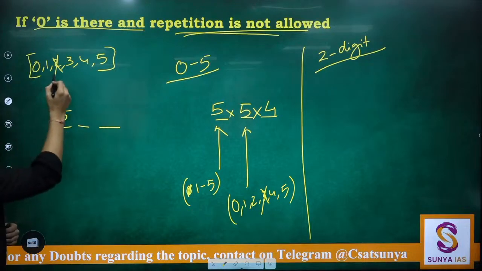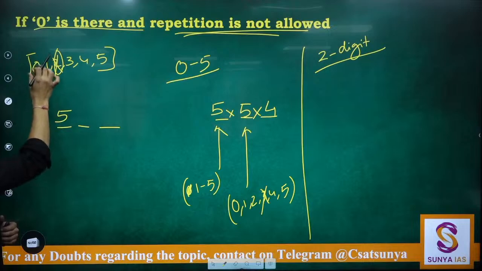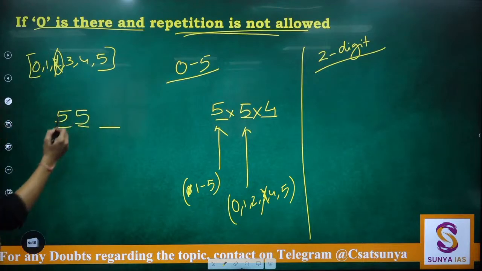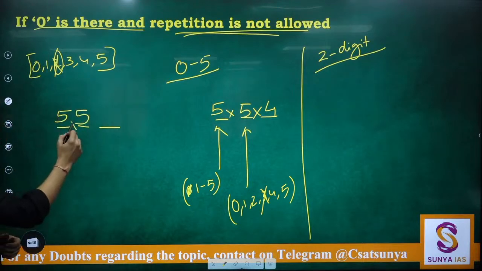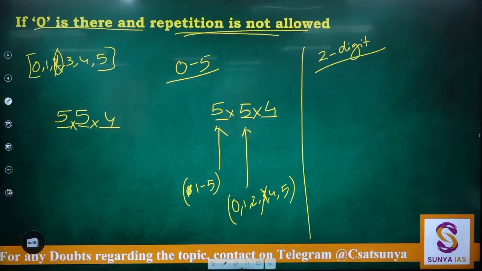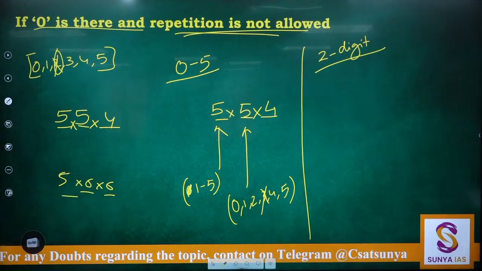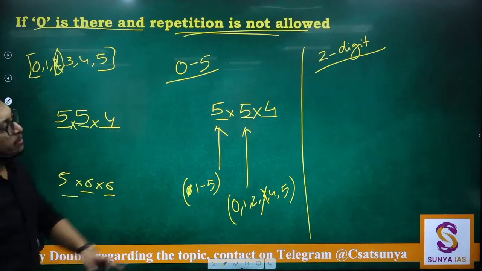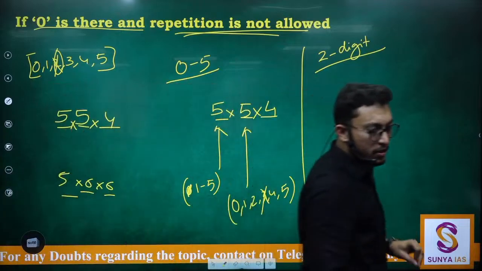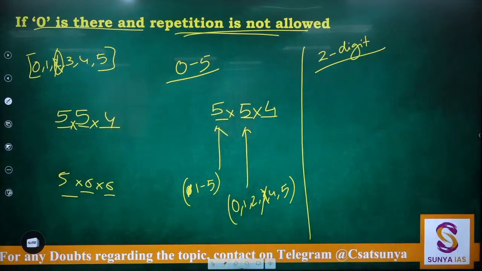One has decreased, you cannot fill 2, but I can fill a 0 here, so 5 options and then 4 options. Fine. It is because I cannot repeat, so it is reducing. If I can repeat, then it would have been 6 into 6. If I can repeat, tell me how many 2-digit numbers are there in which both the digits are different.